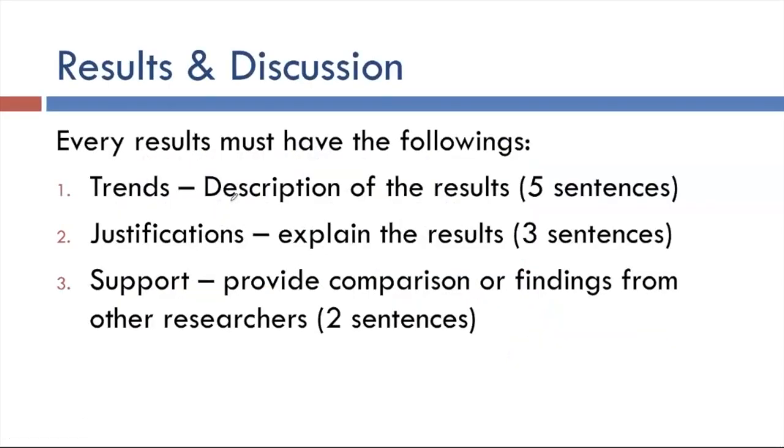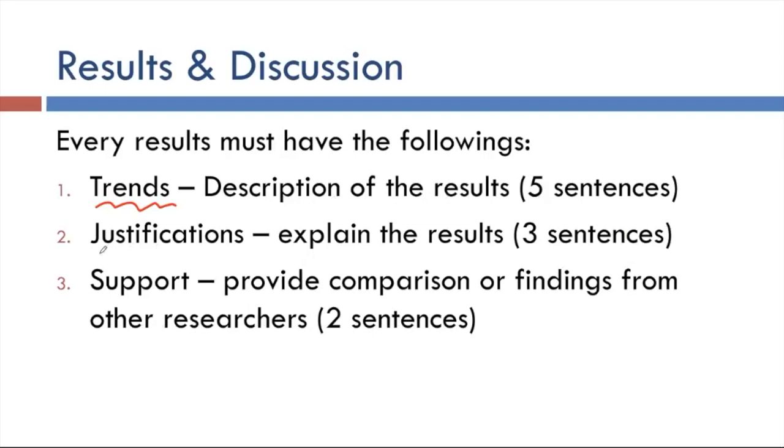Moving into the body of the article, into the results and discussion, every result must have the following. Normally, when we talk about results, you talk about the trends. The first item, you have to talk about the trend: what is seen from the literature, a description of the results. Normally, you put 5 sentences. I like to use this as a guideline. You can have 4, you can have 6, but as a training, you start with 5 sentences to describe the trend of the result.